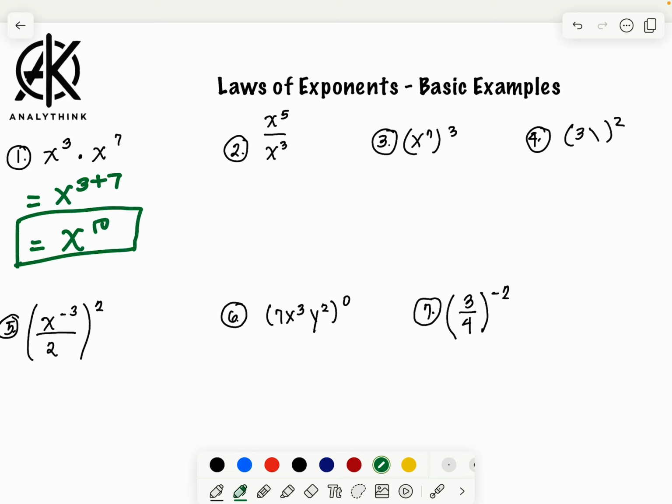Number 2 is an example of quotient rule. According to quotient rule, you have to subtract the exponent of the denominator from the exponent of the numerator. So this becomes x raised to 5 minus 3. So our answer here would be x squared.